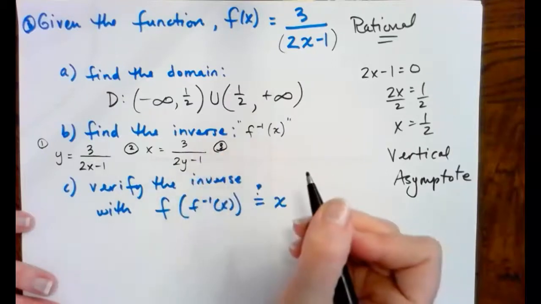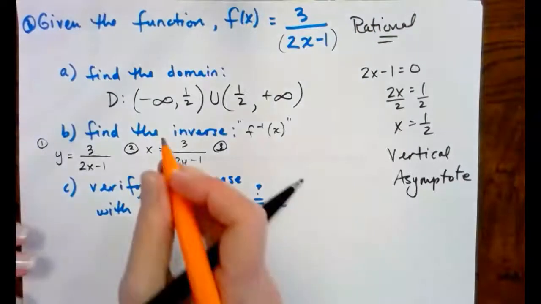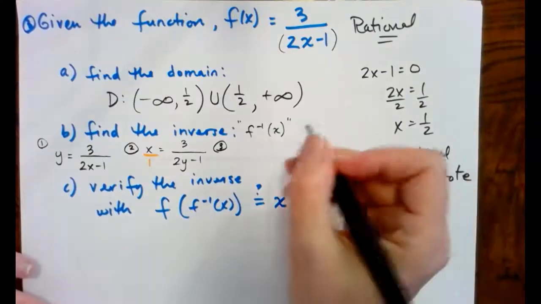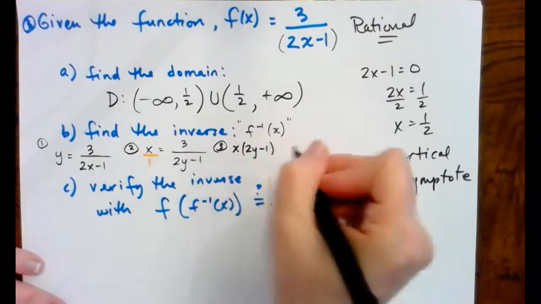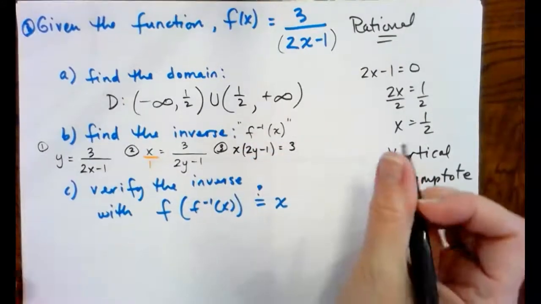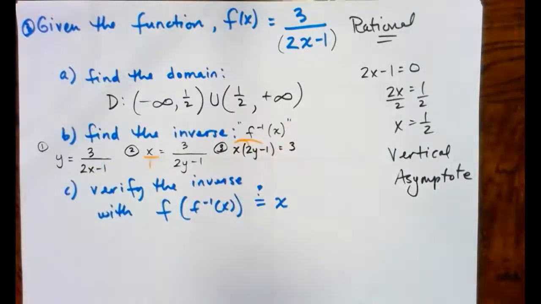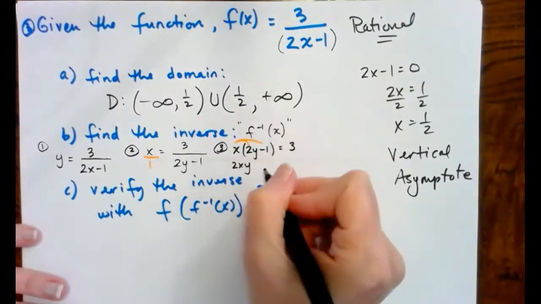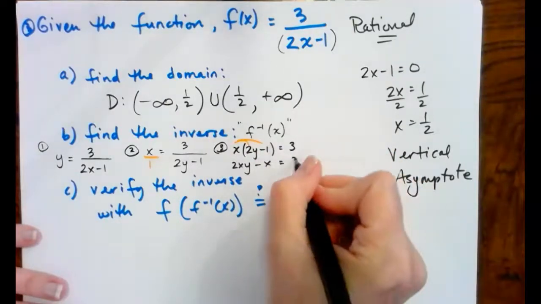Step 3, solve for y. So the first thing I'm going to do here in order to solve for y, I'm going to put that x over 1, and I'm going to cross multiply in order to eliminate the fractions. So we end up with x times 2y minus 1 equals 3. So from here, we need to distribute that x because we need to get rid of those parentheses because we're trying to solve for y. So that gives us 2xy minus x equals 3.